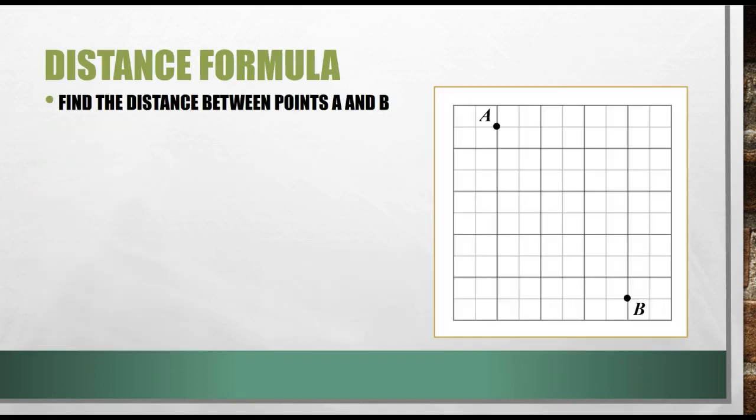So let's take a look at our first problem. We would like to find the distance between points A and B on a grid. And when we're talking about the distance between those points, we're talking about that particular segment. The shortest distance between 2 points is a straight segment.